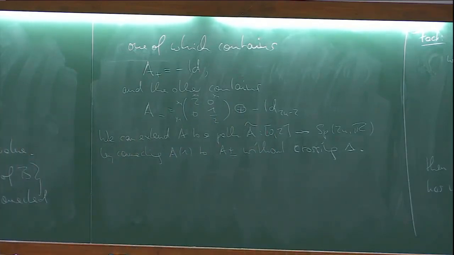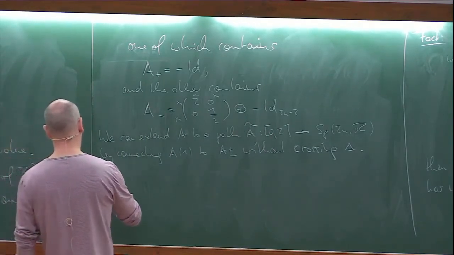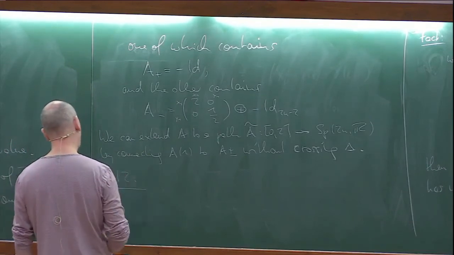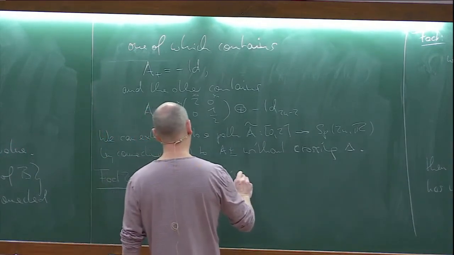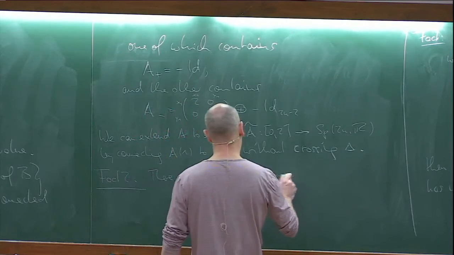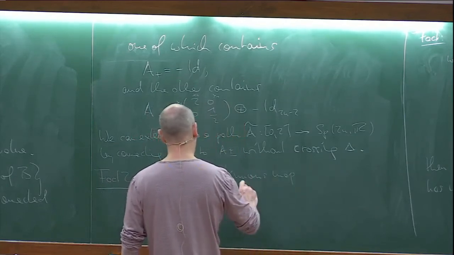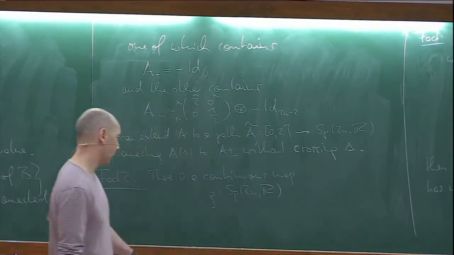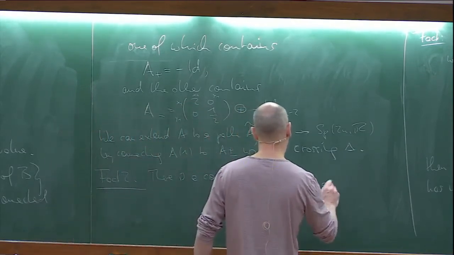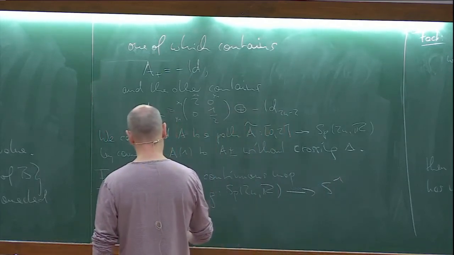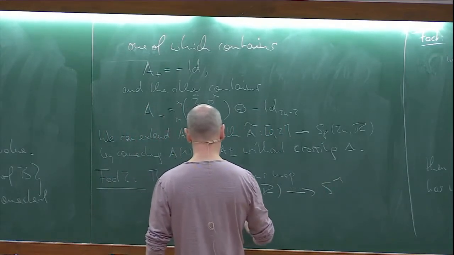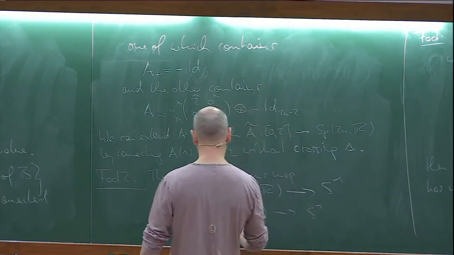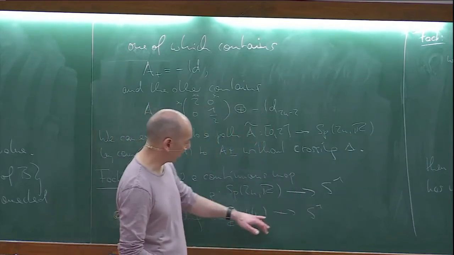And now there's another fact, and I'll try to illustrate this in dimension 2, that there's a continuous map rho from the whole group of symplectic matrices to S1, extending the determinant, the complex determinant, sort of thought of as a map from U(n) to S1.